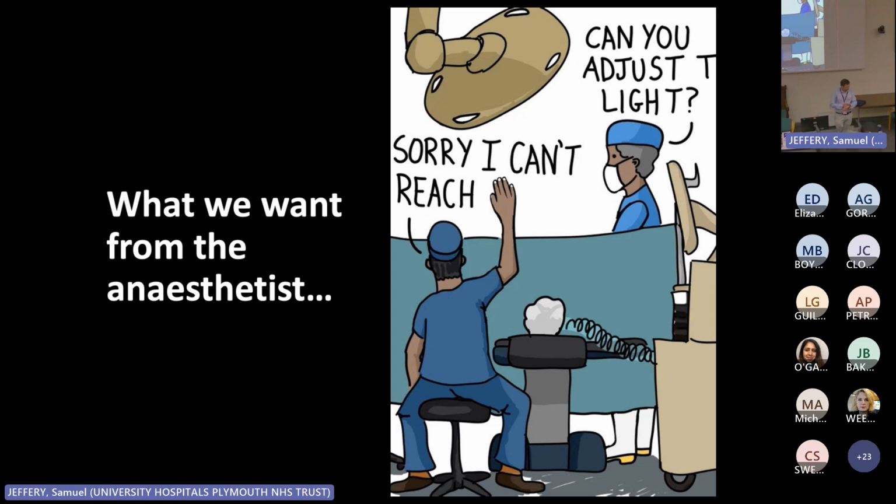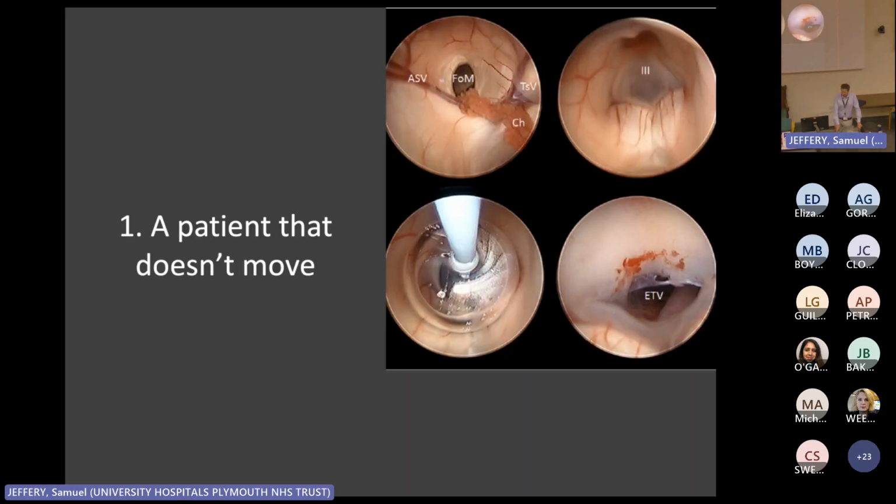So I've got 2 minutes here. So I'm just going to finish by talking a little bit about what neurosurgeons want from anaesthetists. And it's fairly straightforward. I think there are 4 things. Firstly, a patient who doesn't move.